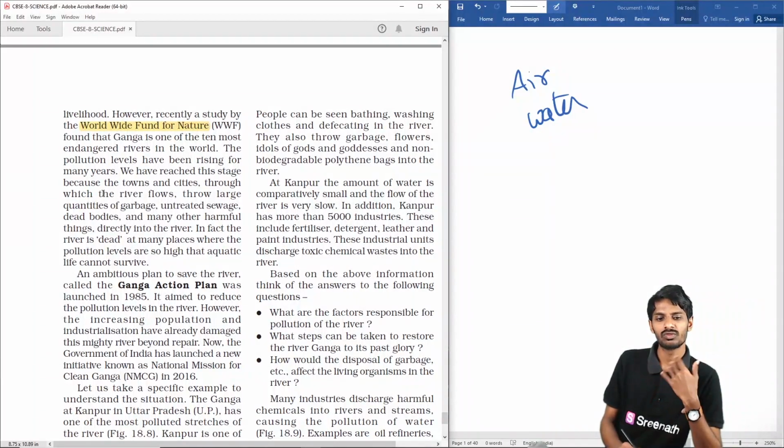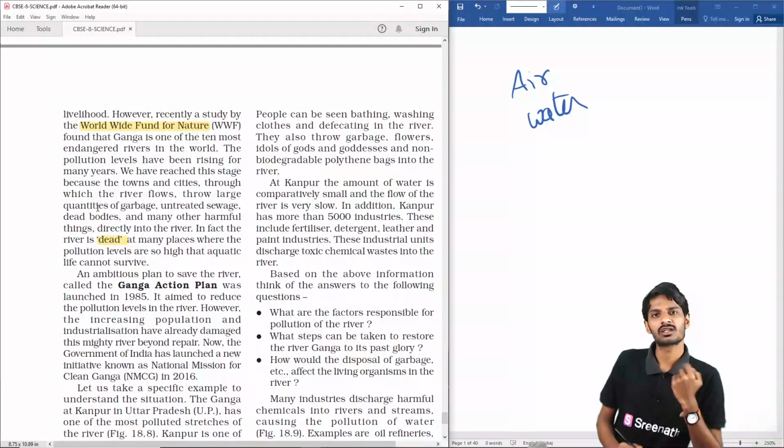Students, there is a stage where the towns and cities through which the river flows are all full of pollutants. There is a stage where we cannot clean it or recover it. That is what is happening, students. They simply said that it is dead. River Ganga is dead, with so many pollutants.